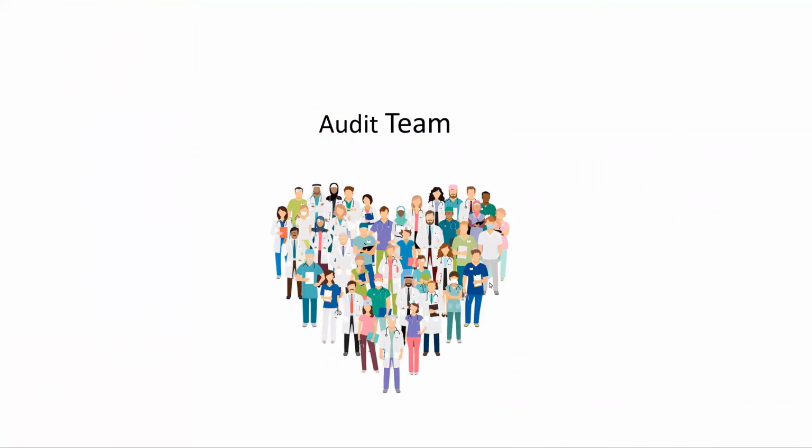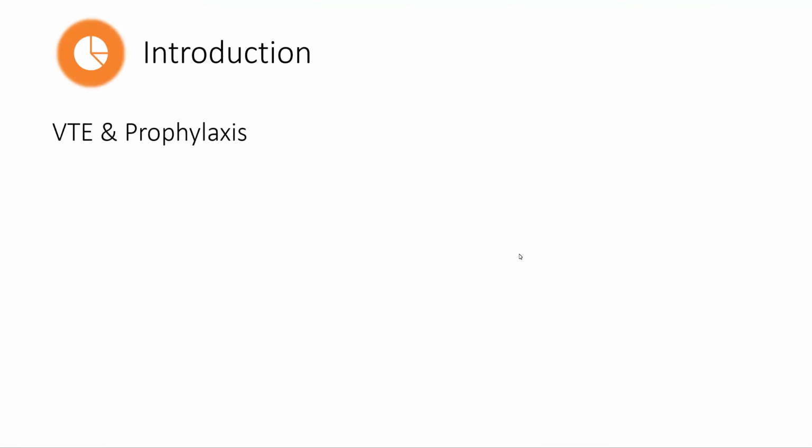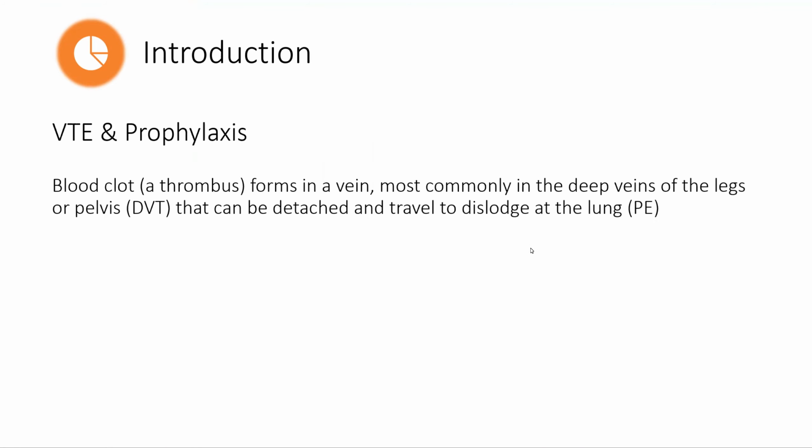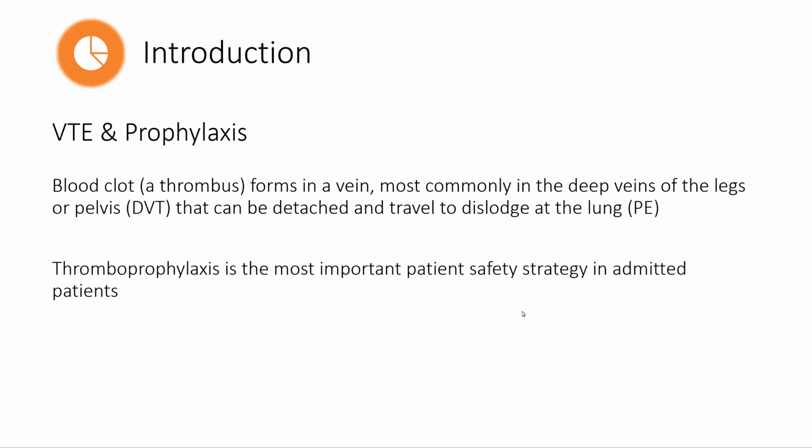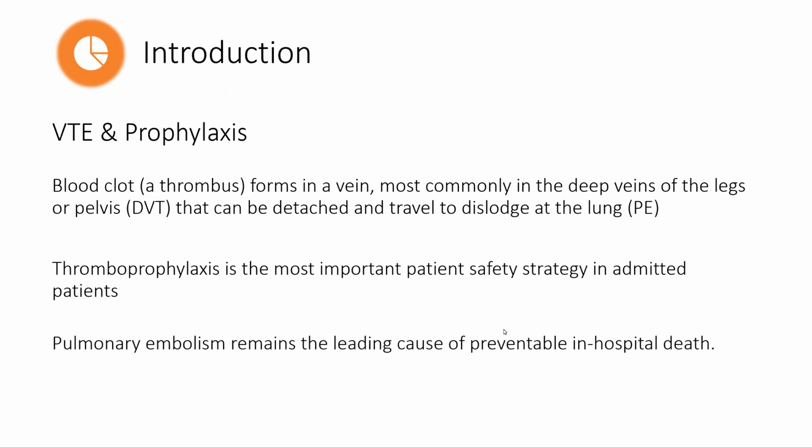You will post your audit team, but this is hidden for privacy. And then you are going to put an introduction, quick, brief information regarding your topic: that a thrombus can form in a deep vein, which is called deep venous thrombosis, and can be detached and dislodged in the pulmonary trunk, which is pulmonary embolism. So, rapid information.